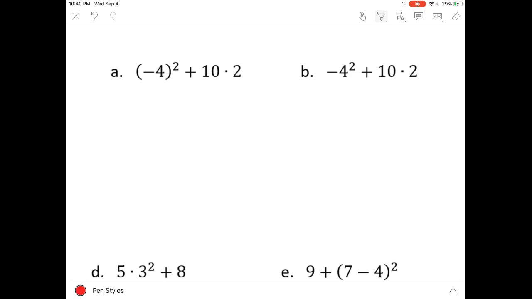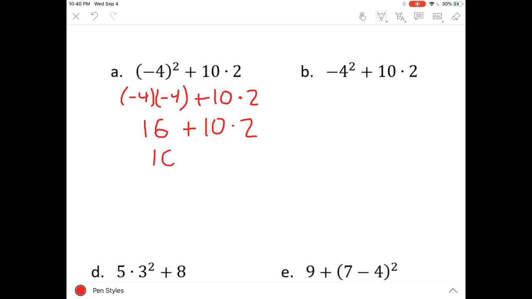So we know that what's getting squared is actually the only big difference. But it's going to have a really big difference in the outcome of the problem. So when we do this problem, what's being squared on A is the parentheses. So we have to have negative 4 in parentheses times negative 4 in parentheses. And so negative 4 times negative 4, same sign, positive, gives us a 16 plus 10 times 2. Now we're ready for the multiplication step, left to right, 16 plus 20. And now we're ready for addition. 16 plus 20 is 36.